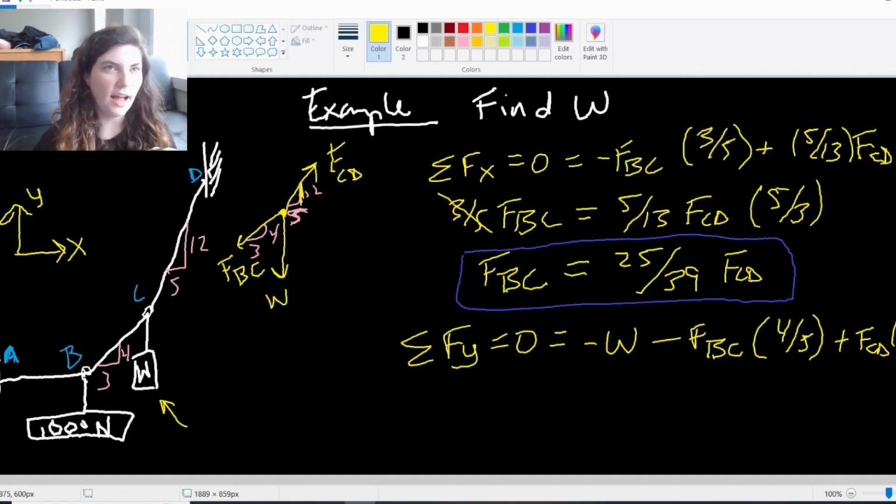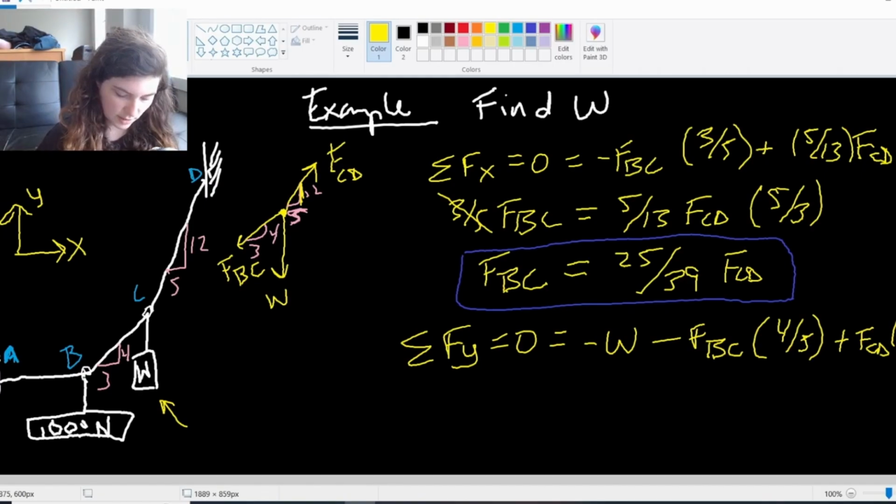So now, as we can see, I actually have 3 unknowns here and not enough equations to solve them from this single point alone. So what I'm going to need to do is move to a different point, do another free body diagram, and solve from there.